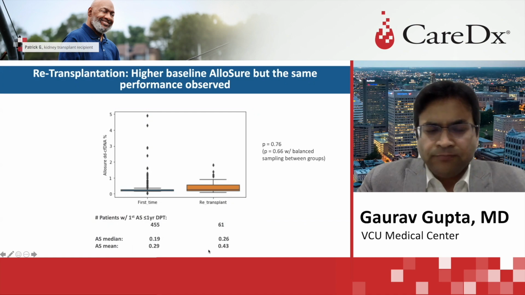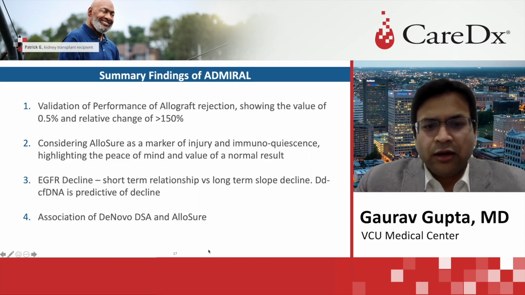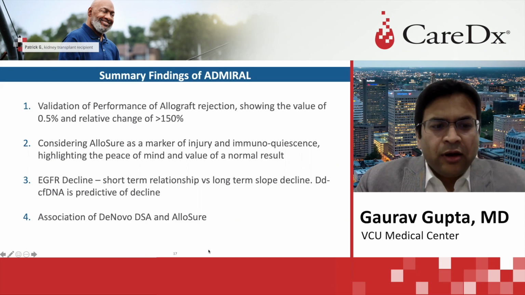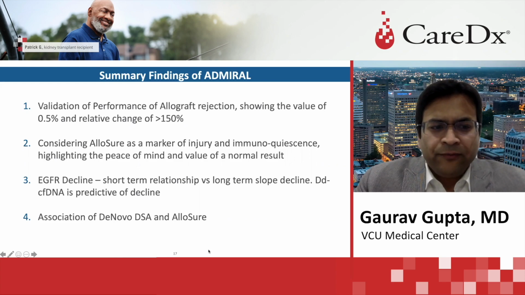is not shown here. So in summary, ADMIRAL identifies that a value of more than 0.5% can discriminate rejection from no rejection. A relative change of more than 150% from baseline in patients with serial measurements had a strong association with rejection. AlloSure is a marker of injury, and stable low values may indicate immune quiescence. On the other hand, escalating values were associated with a loss of kidney function over time.